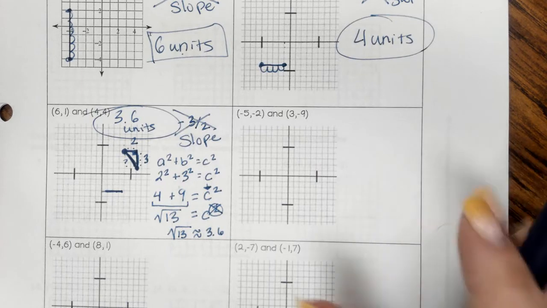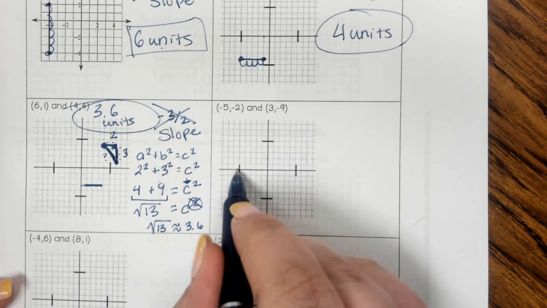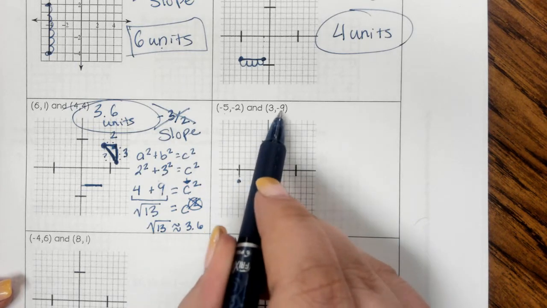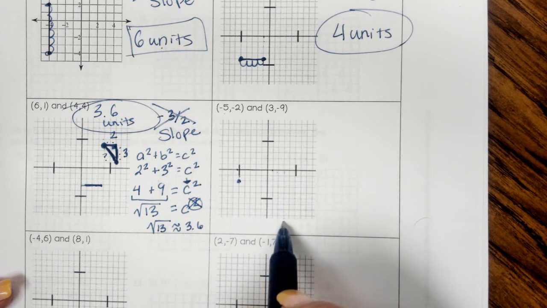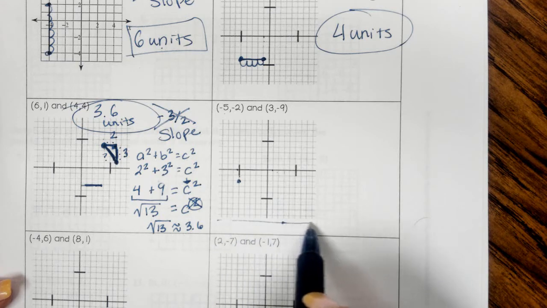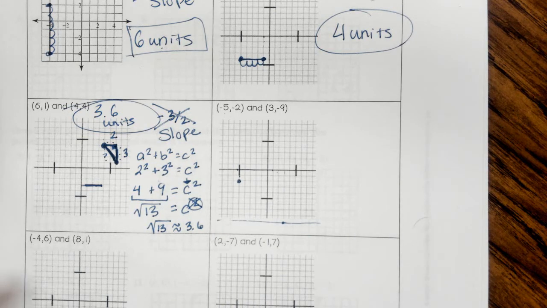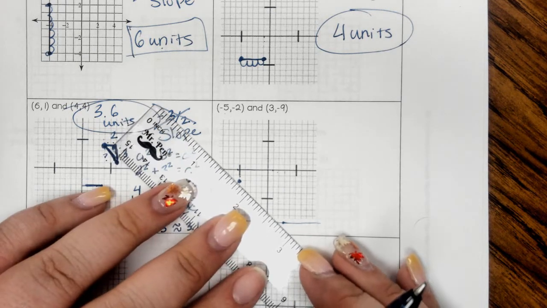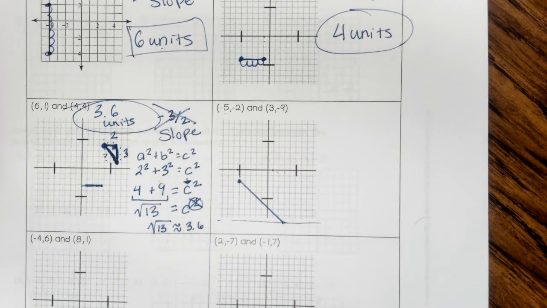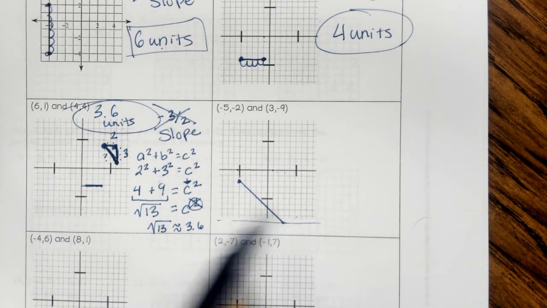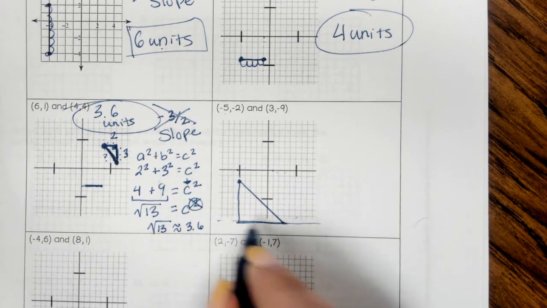Looking at the example right below that, I want to plot (-5, -2) and (3, -9). So 1, 2, 3, here's 5, 6, 7, 8, 9. That is just one below that line. Okay. Our steps say to connect those two dots, those two coordinates. That's created the hypotenuse of the right triangle that I can draw. Here's a right triangle.